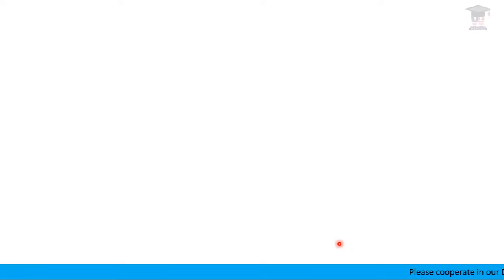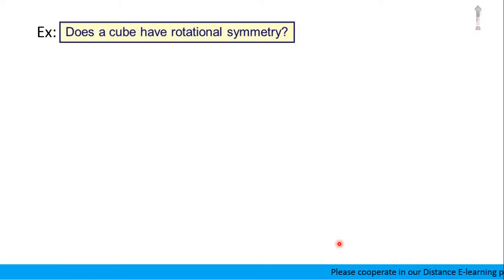Next, example. Does the cube have rotational symmetry? Like the previous one, I also state that the kinds of solid which have planes of symmetry, we have too many kinds of solid. And now the cube is also a kind of solid. So does it have rotational symmetry?